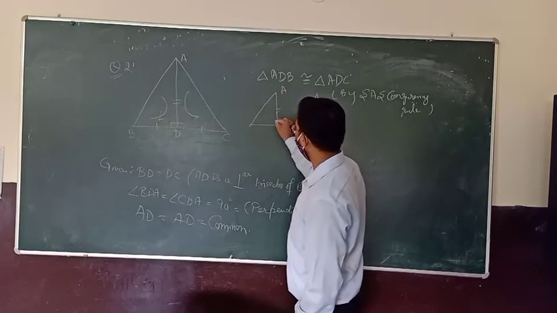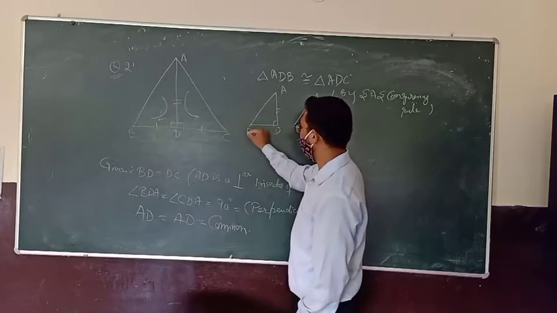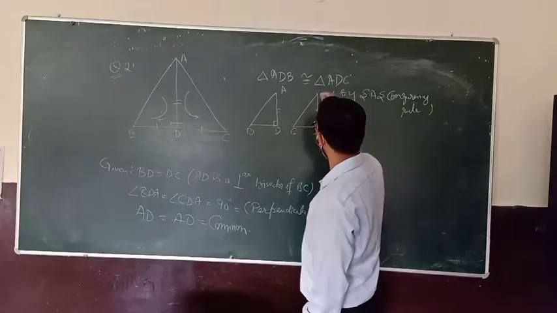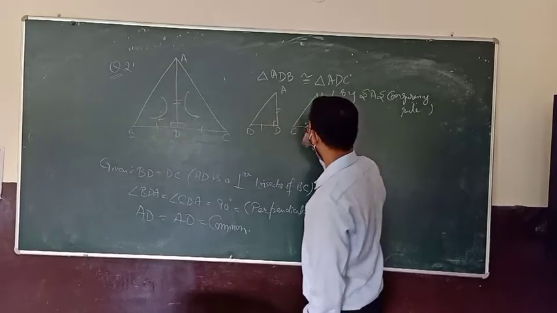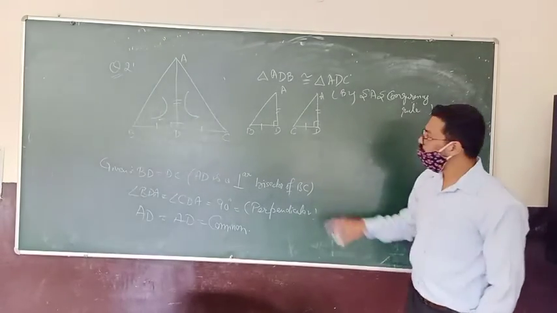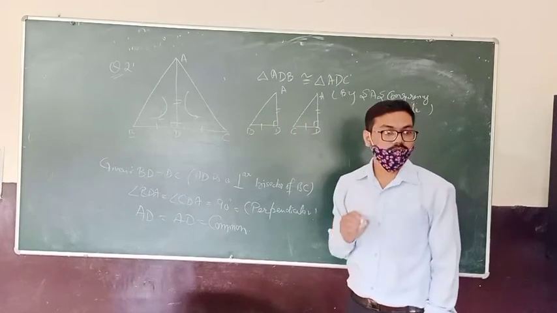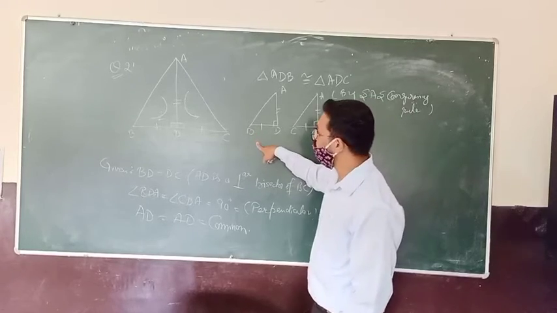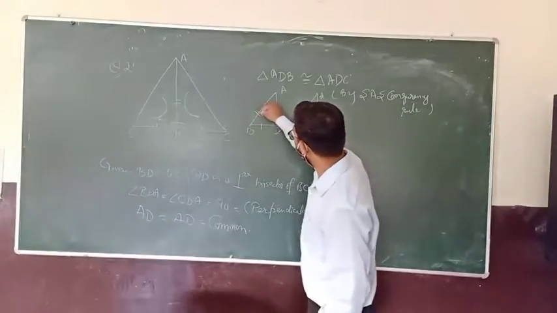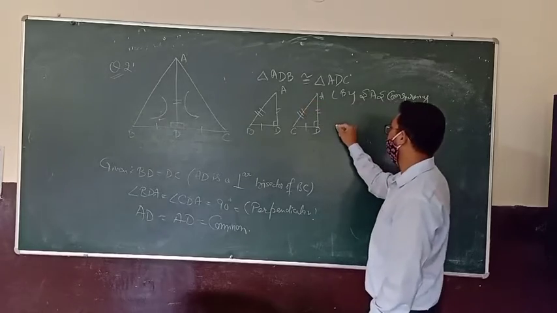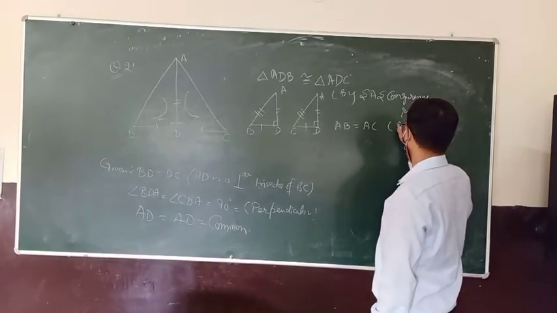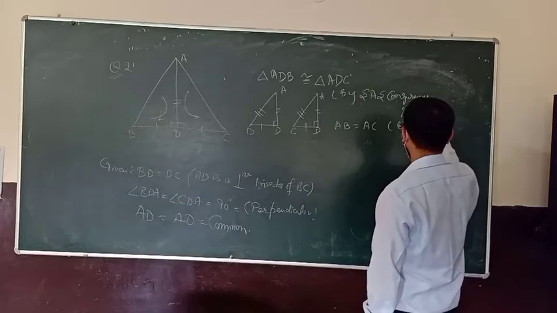this is A, this is D, this is B. So this point is D, this point is C, and this point is A. Now if these two triangles are congruent, what you need to show is AB is equal to AC. So you can say AB is equal to AC by CPCT.